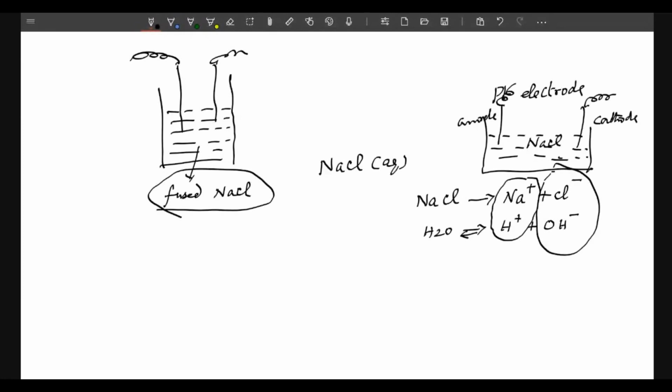But if you are using the aqueous solution, why is there a difference? Because of the difference in the preferential discharge potential. Making use of this discharge potential theory, you can guess what product is obtained at the cathode and what product is obtained at the anode, provided the electrode used is an inert electrode.